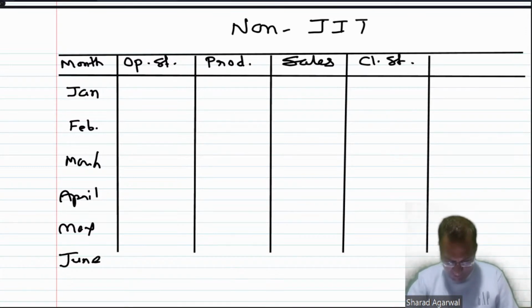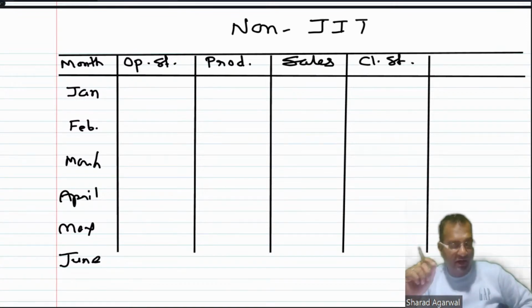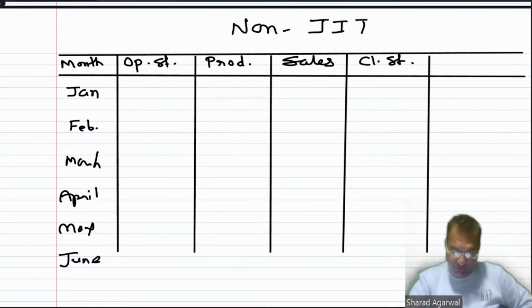And please try to participate beta. It's very very important that you must participate in each and every question. Otherwise it will amount to spoon feeding. आपने सुना, आपने समझ लिया. But if you want to excel, then you must apply your mind. What will be the production? Whether production will be same in each and every month in non-JIT? Yes or no?